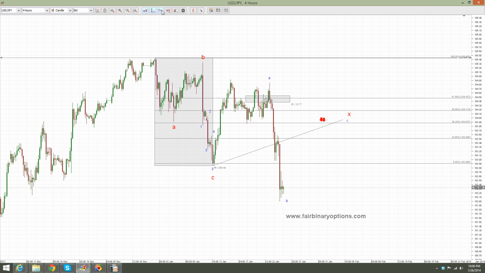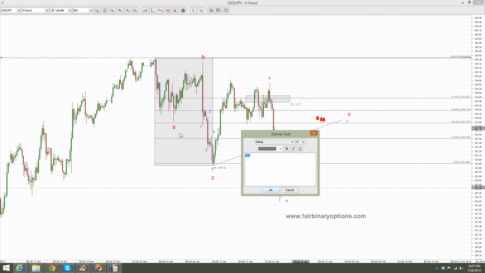But on the binary options, what I would really like to do is to buy put options by the time price retraces to this level, 103.87. Expiration date would be end of week. So, looking to buy put options by the time price reaches 103.87 or 80 area with end of week expiration.